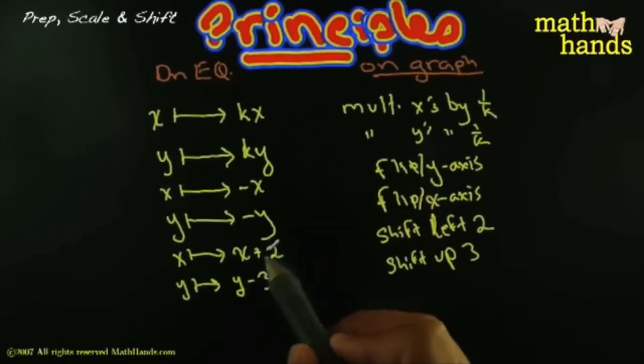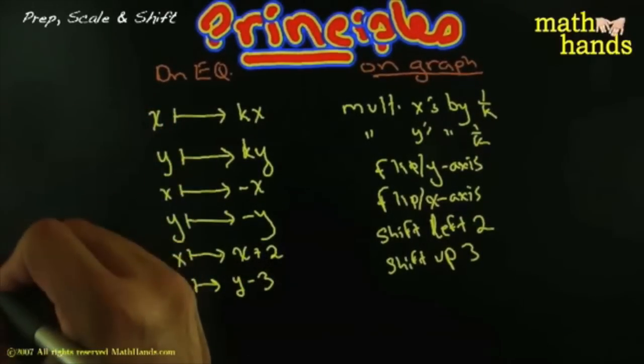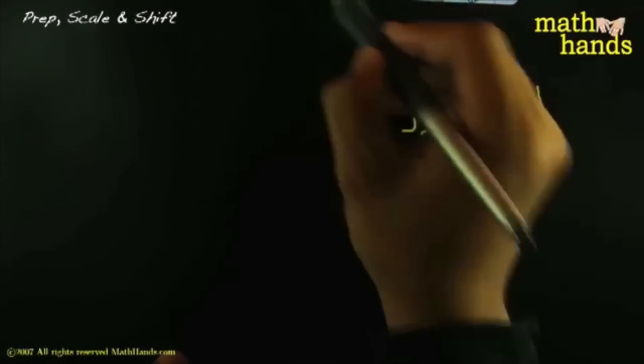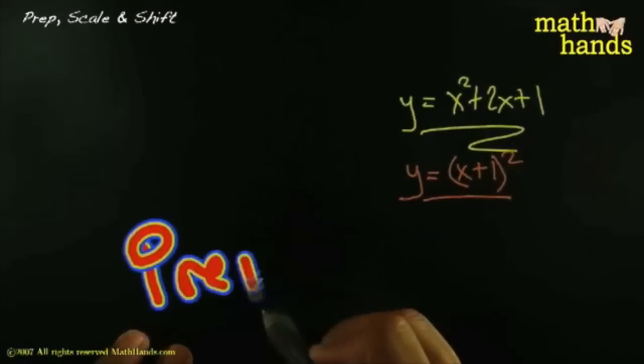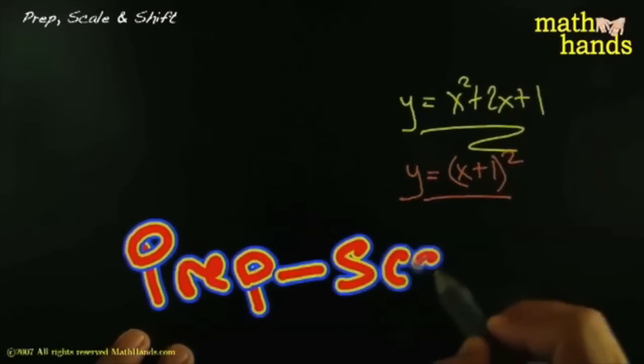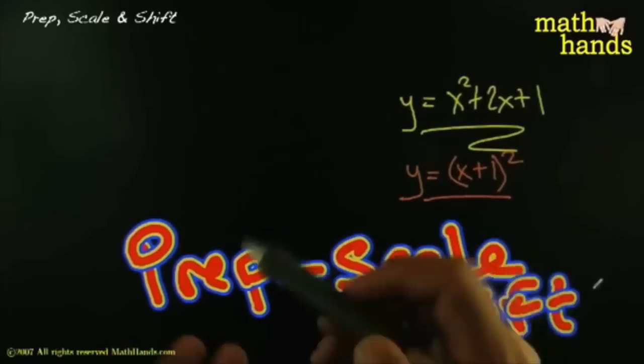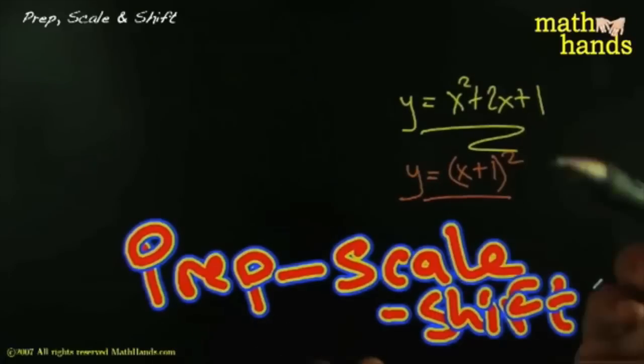Replacing x with x plus 1 would be a shift left one. So that's the idea here. That's why this section is called prep, then scale, then shift. That's why this is called the prep, scale, and shift section.